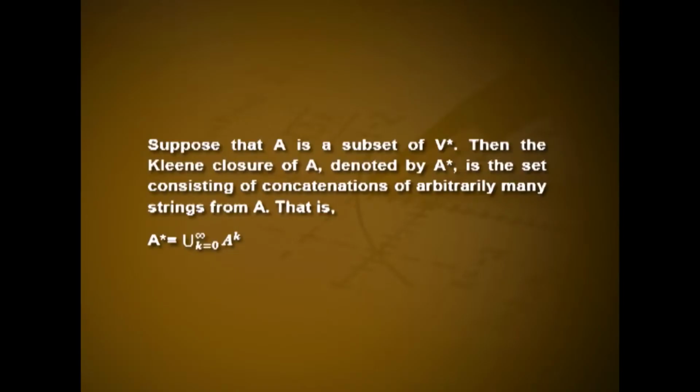From the definition of the concatenation of two sets of strings, we can define A raised to n for n equal to 0, 1, 2, 3 etc. This is done recursively by specifying that A raised to 0 is the set {lambda} and A raised to n plus 1 is equal to A raised to n times A for n equal to 0, 1, 2 etc. The next definition. Suppose that A is a subset of V star. Then the Kleene closure of A, denoted by A star, is the set consisting of concatenations of arbitrarily many strings from A. That is, A star is the union over k equal to 0 to infinity of A raised to k. We will see one example.